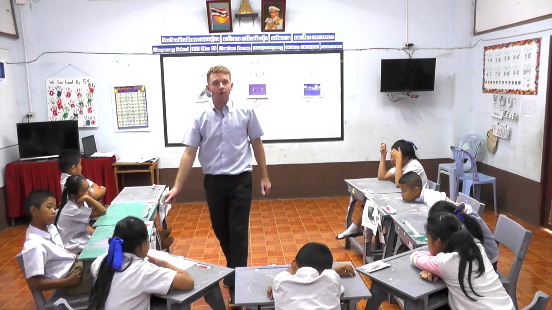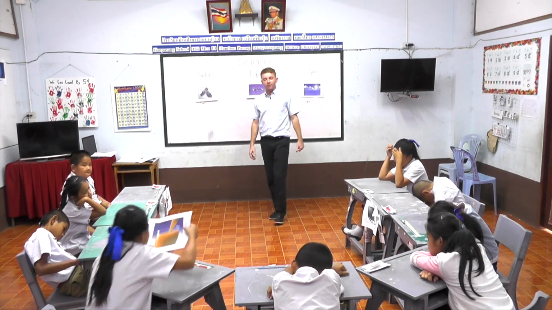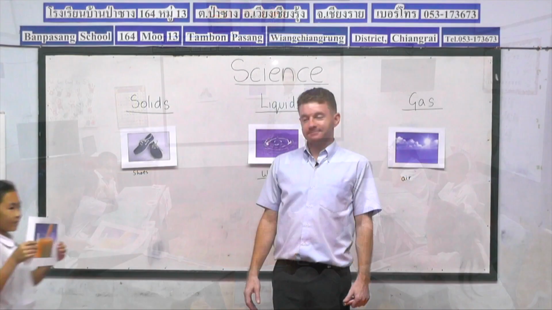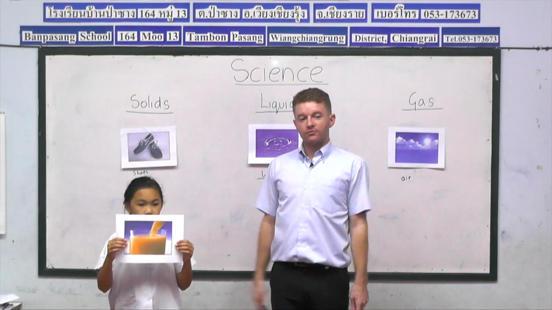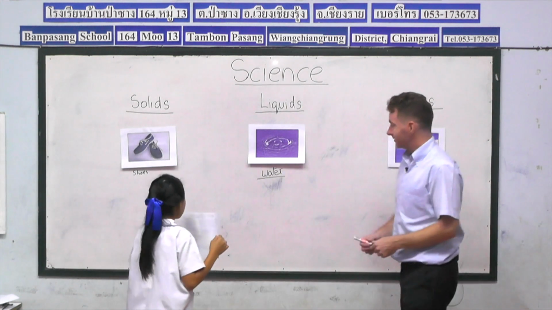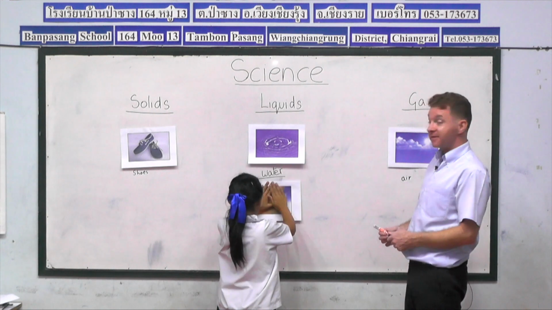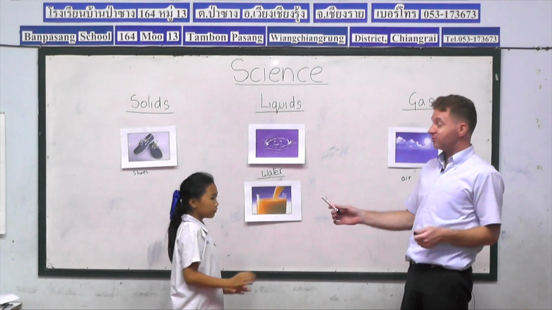And the next flashcard is with Nadia. So Nadia, come and show us what's on your flashcard, please. Orange juice. Orange juice is a liquid. Excellent. So we can place orange juice in the liquids column. And let's help Nadia to spell orange juice.